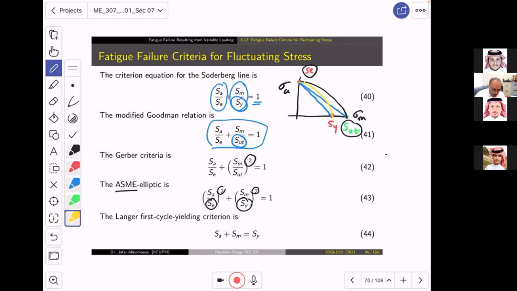Do you understand? Of course, there is a line which is famously known as the Langer line. The Langer line indicates that when you add the amplitude and the mean together, what are you going to get? You're going to get the maximum stress, because the amplitude plus the mean gives you the maximum stress. Now, he said that line should also be considered. Why? Because while you are cycling, you should always remember that if the amplitude and the mean add up and become equal to the yield, then you have a problem. So that line is called the Langer line. SA plus SM equals SY.